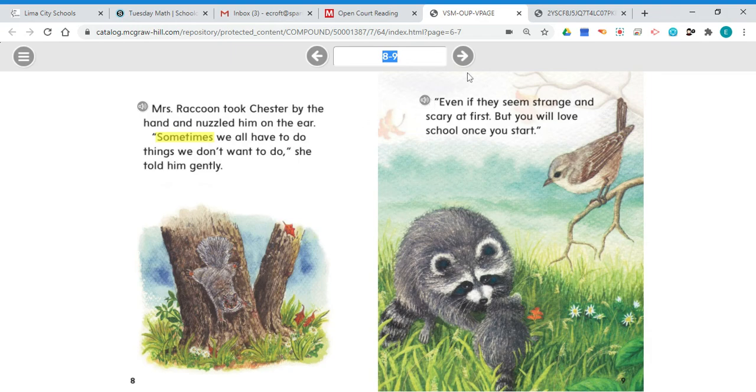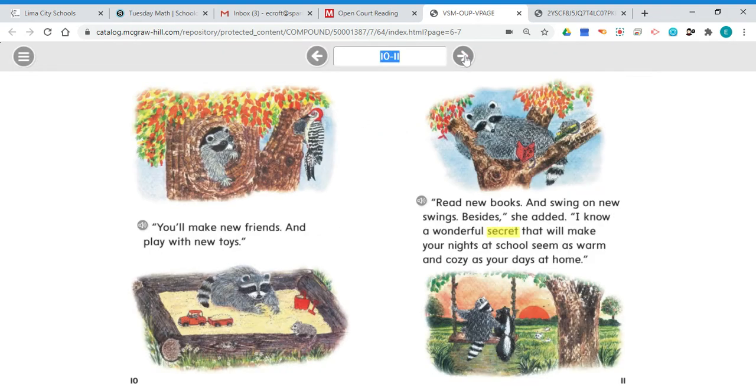The other word that I wanted to talk to you about, I believe, is just next page. There it is. It's the word secret. Now, secret means a fact that is known to one or just a few people. A secret is not something that everybody knows. So, the word secret here describes what Mrs. Raccoon is telling Chester about the kissing hand, right? That's their secret because not everybody knows about the kissing hand.